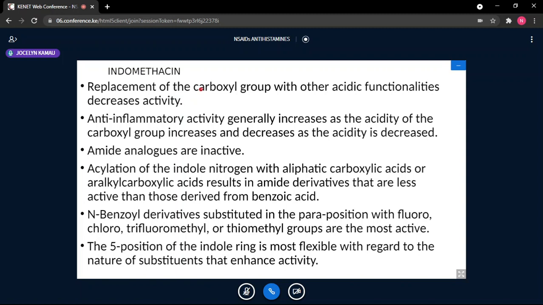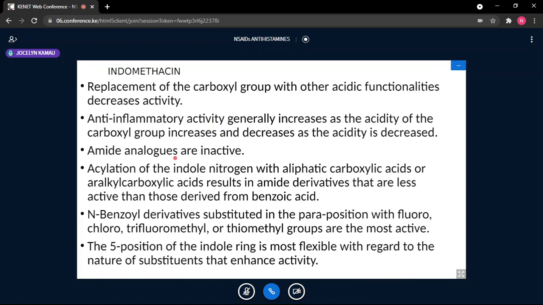For the fenamates, we did see you can replace it with tetrazole with retention of activity. Anti-inflammatory activity generally increases as the acidity of the carboxyl group increases, and decreases as the acidity decreases. Of course, once you increase acidity, you increase activity, but remember, you also will increase toxicity. Usually you increase acidity of the compound by attaching electron withdrawing groups. But of course, increase in acidity also means increase in toxicity.